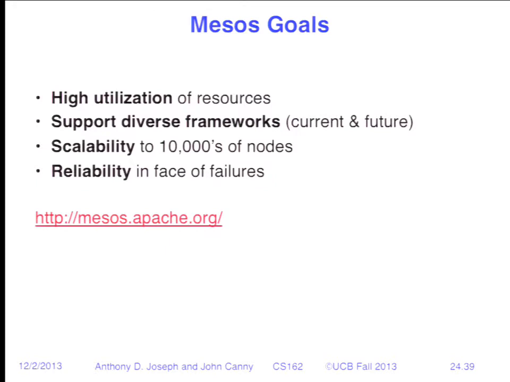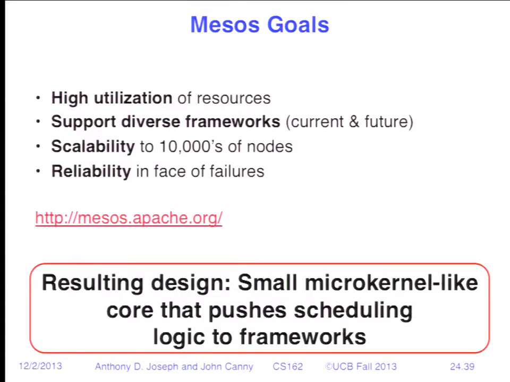The result of all these goals is we have a very small microkernel-like design. So we have limited functionality. We simplified it as simple as possible and pushed all the complex logic of figuring out what resources to allocate to a particular framework. We pushed that decision-making up to the framework itself. Let it make the decision.